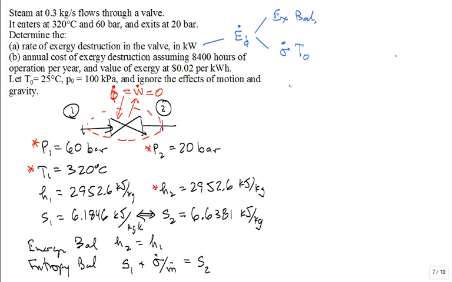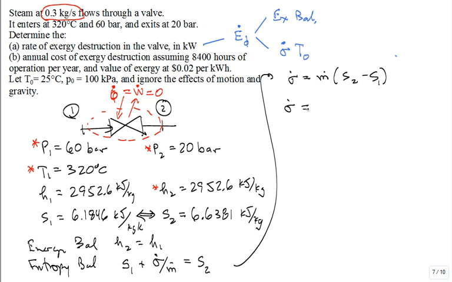So if I'm looking for sigma dot, is that equal to the mass flow rate times S2 minus S1? Good on algebra. They gave me the mass flow rate, and we calculated the S's, and so here's the rate of entropy production. The rate of entropy production, I never calculated. I did it the other way. Sorry. You can calculate it. I did it with the exergy balance.